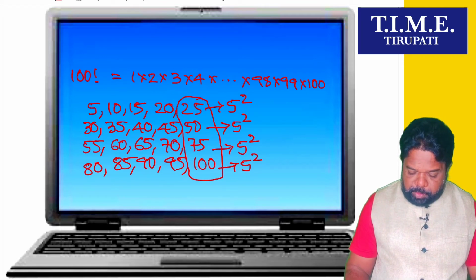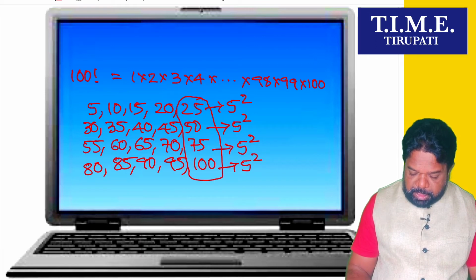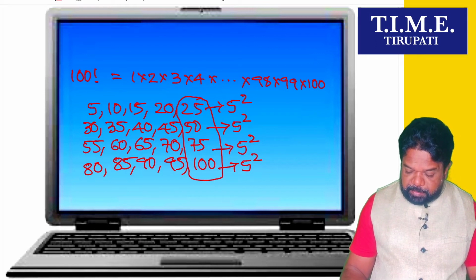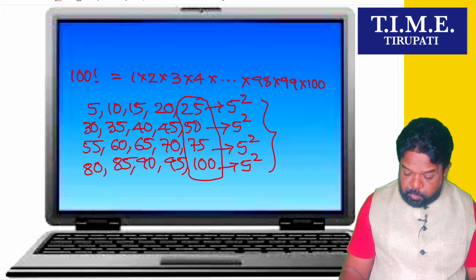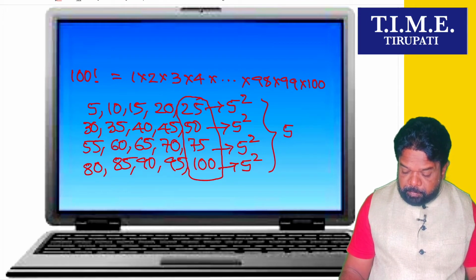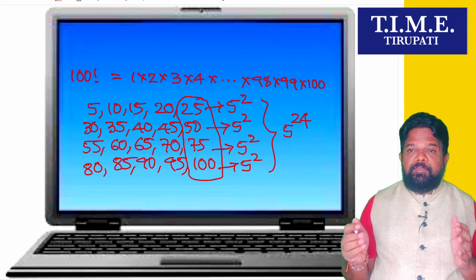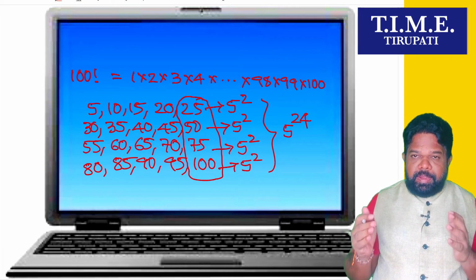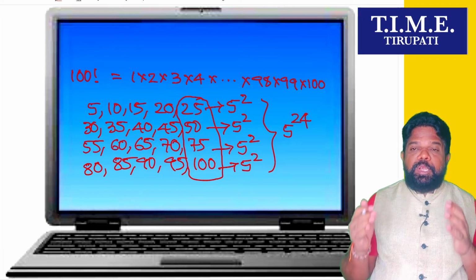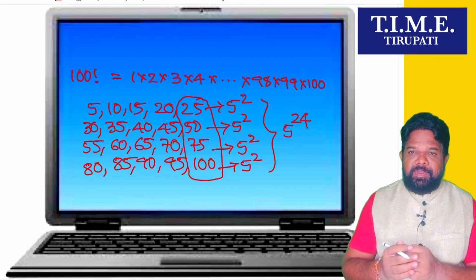Suppose 5, 10, 15, 20, and so on: 16 numbers with one 5 each, that is 16, plus 5 power 2 four times, total 8. So 16 plus 8 is 24. So in 100 factorial, if you identify how many 5's are there, 24 5's are there.